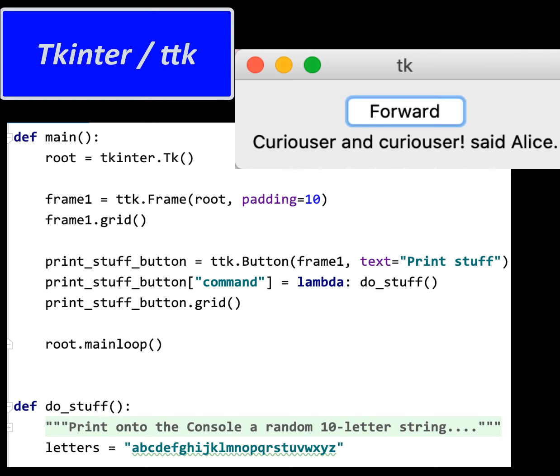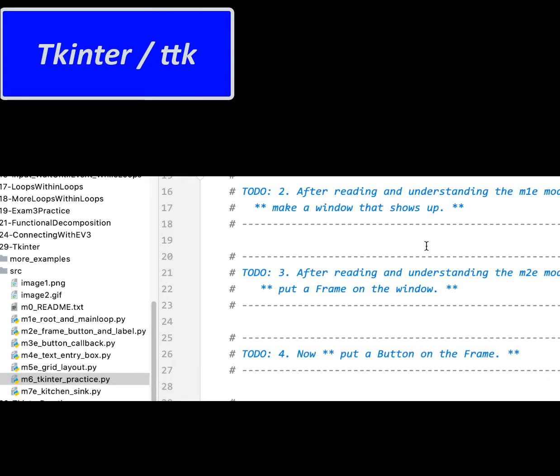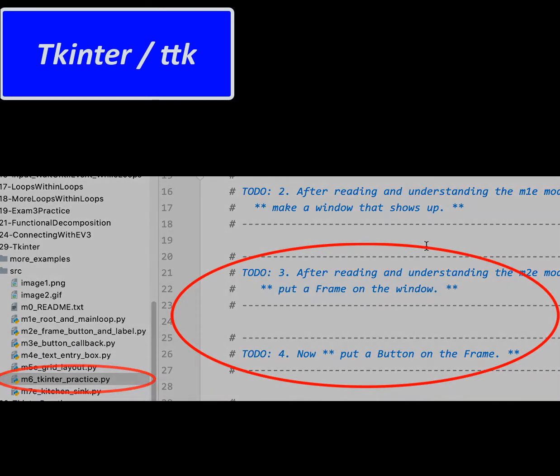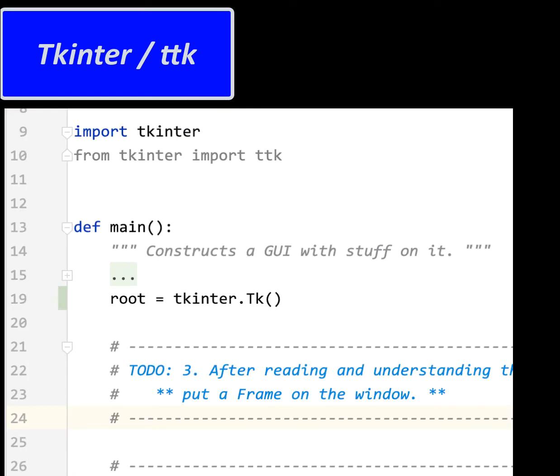This is the third of a sequence of videos introducing the graphic system Tkinter/TTK. I'll begin by showing a solution to the problems introduced by the previous video, that is, to-dos 3 and 4 in module M6. If you have not yet done those to-dos, pause the video now and do them, then resume the video. Here's where we left off from the previous exercise.